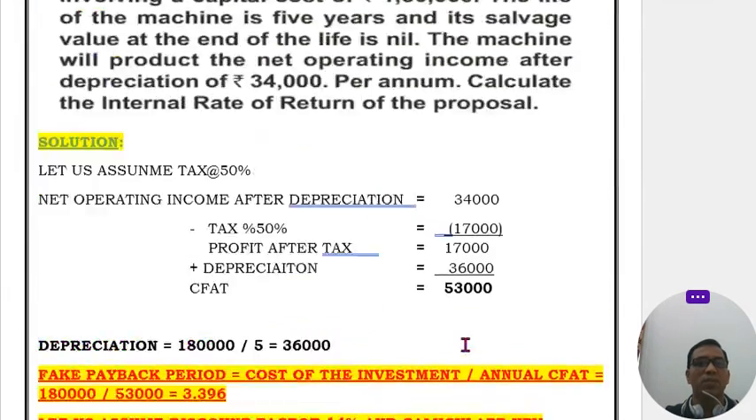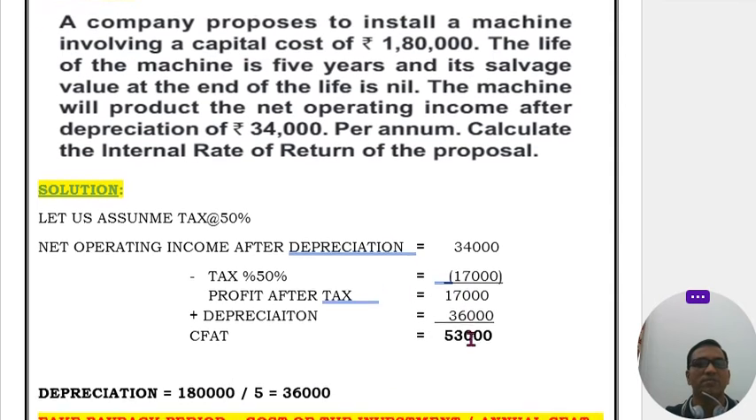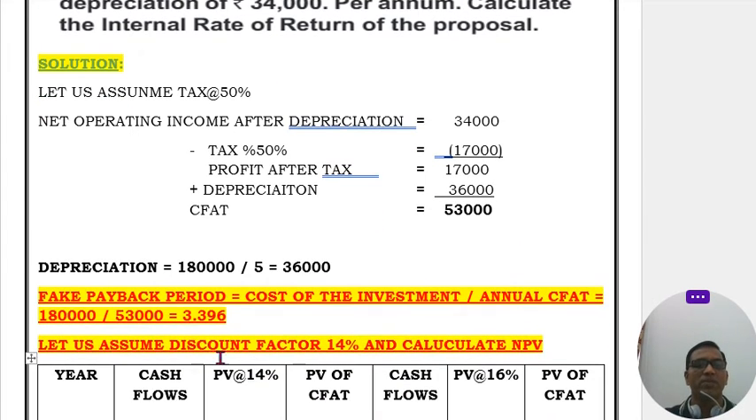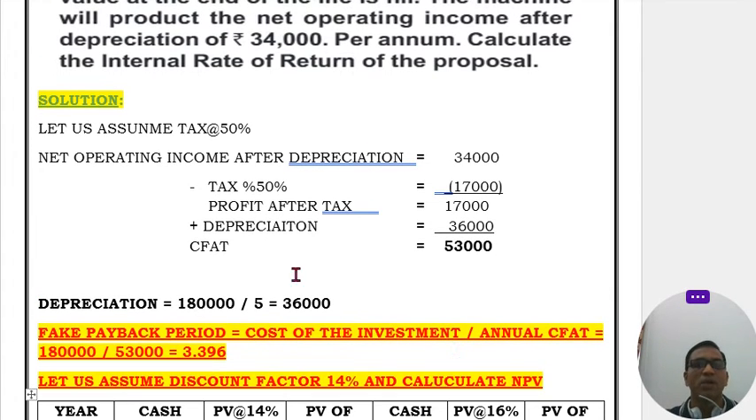So this problem in this model, there is no NPV, nothing. Directly we have to calculate IRR. So we have to calculate the fake payback period. It is also called as F, factor to be located. For that what we need? Cost of the investment, cost of the project divided by annual CFAT. The CFAT is not available in the question. So what I did, what is given?